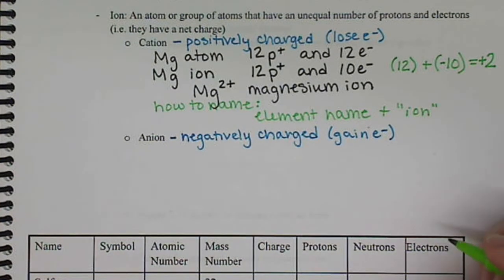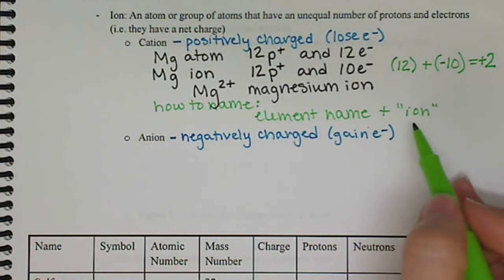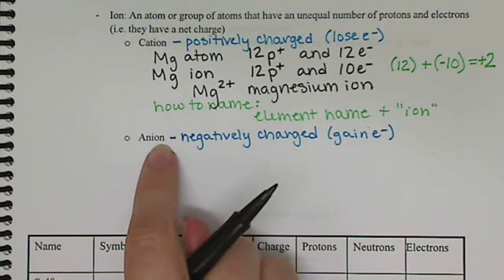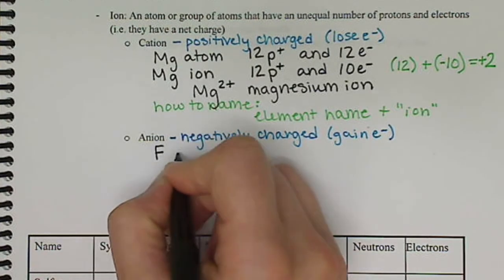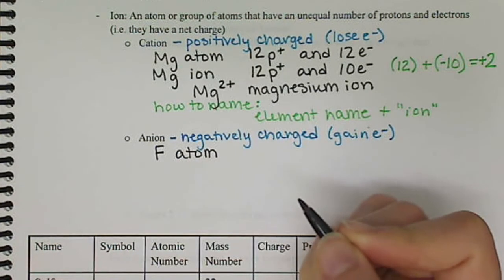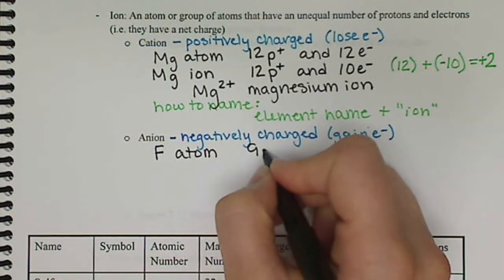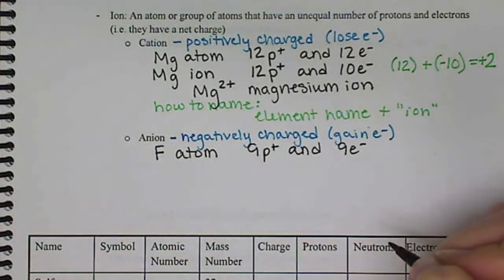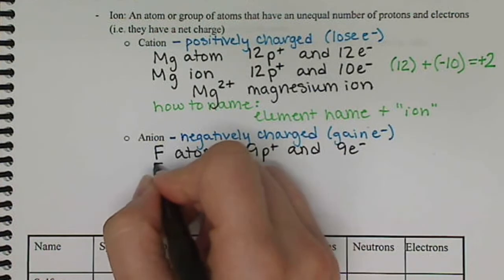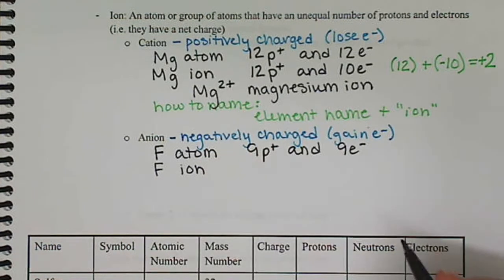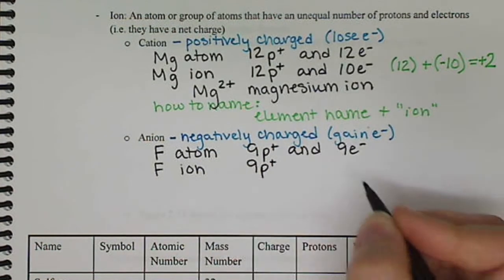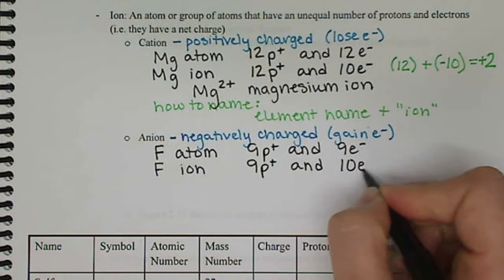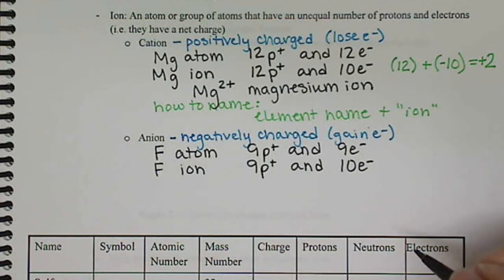So for cations, how we name them is the element name plus the word ion. If we look at an anion, let's look at the fluorine atom first. Its atomic number is 9, so it has 9 protons. And as an atom, it's going to have 9 electrons. If we look at the fluorine ion, it still has 9 protons because we're still looking at fluorine. Fluorine gains 1 electron to have a total of 10 electrons.